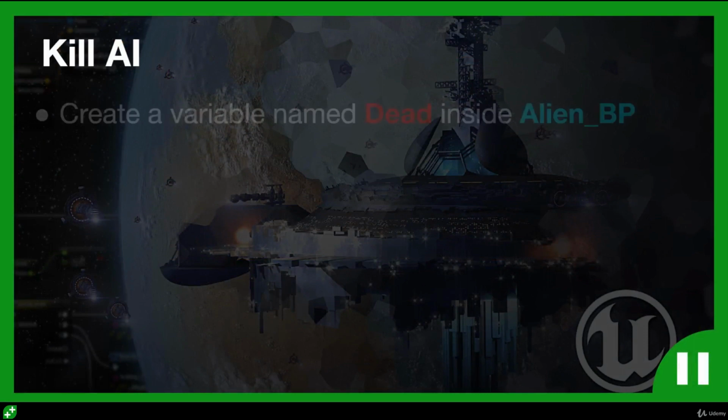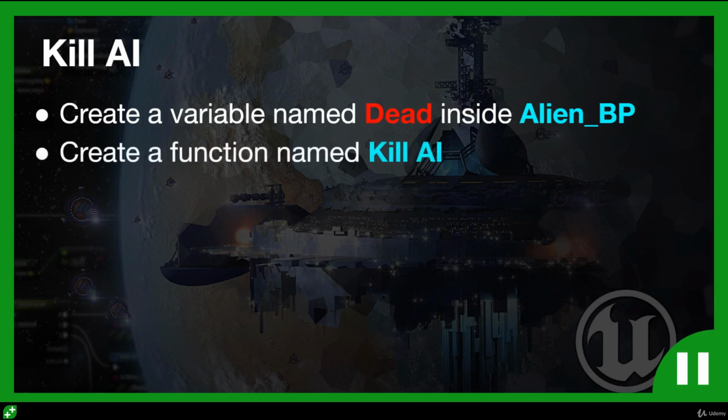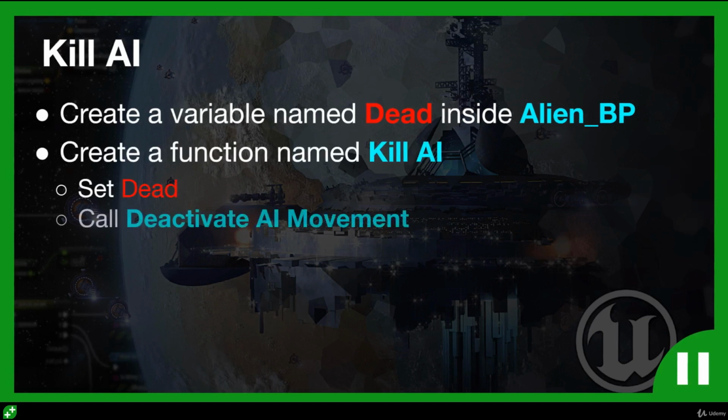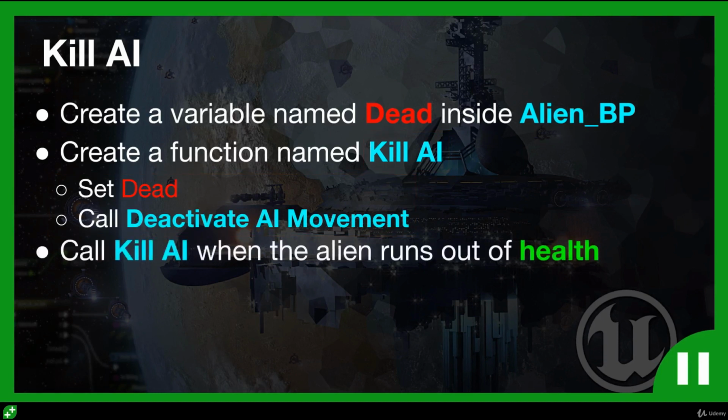Head inside your alien AI blueprint and create a variable that stores if the alien is dead. Then create a new function called killAI. Inside this function, set the alien as dead and call the function we created called deactivateAIMovement. So when we call killAI, we set them as dead and stop the AI's movement. Once you've done all this, call the killAI function when the alien runs out of health.